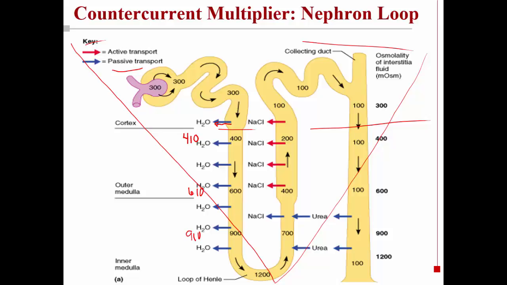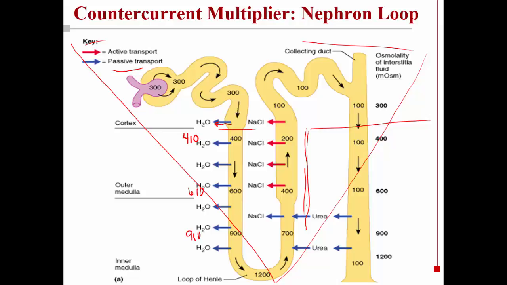Now, as the salt is pumped out, it makes the area outside the nephron loop become salty. And so if you think about it, the ascending loop is producing the gradient in the surrounding tissue. By pumping salt out, you're making the outside 910, 610, 410. So the ascending loop develops the gradient that's in the medulla.